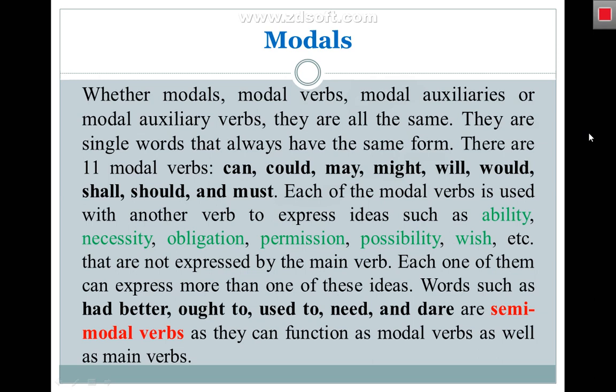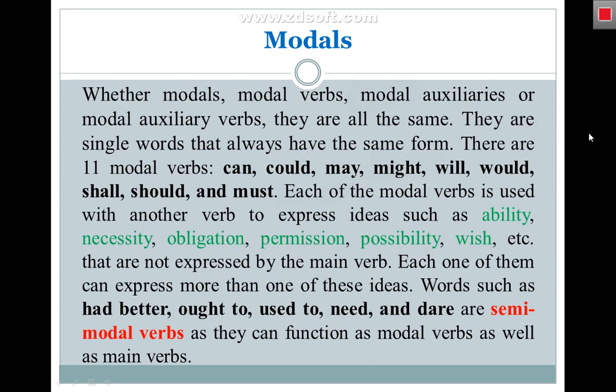Good. So, each of the modal verbs is used with another verb to express ideas. Each of these verbs can be used with another verb to express ability, necessity, obligation, permission, etc.